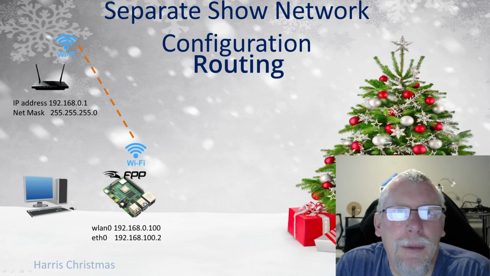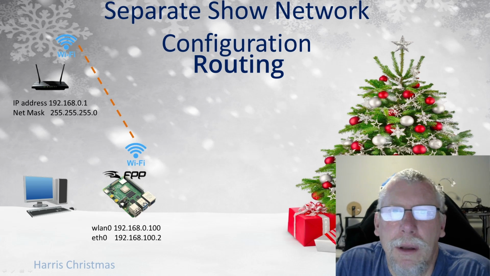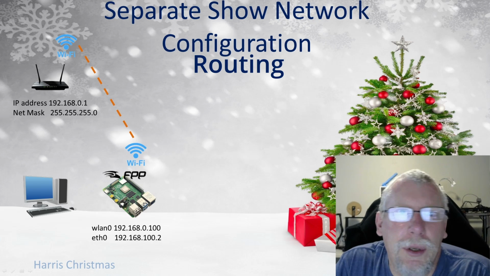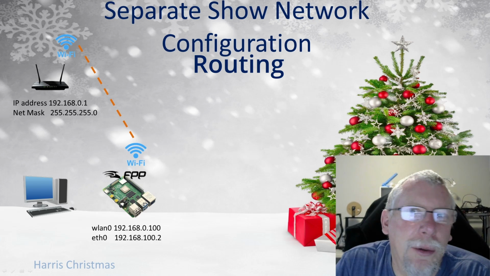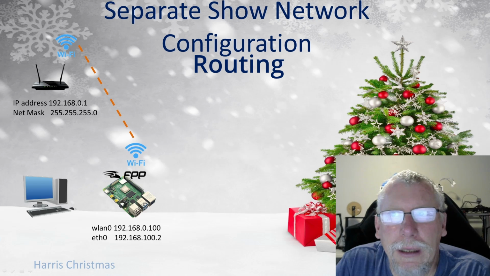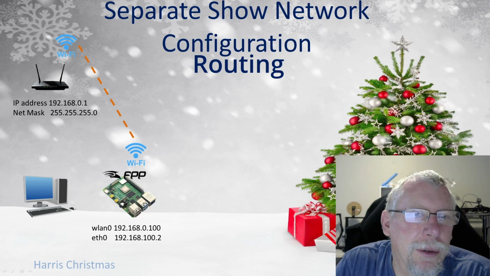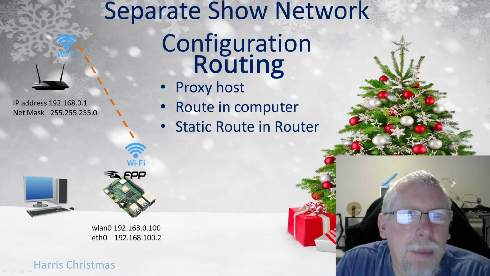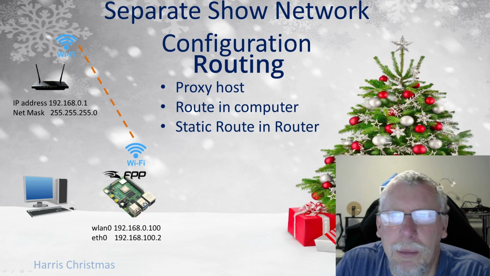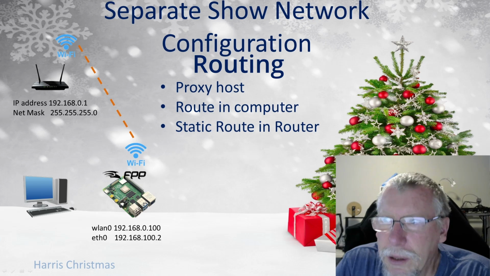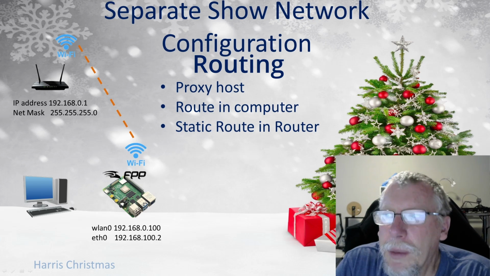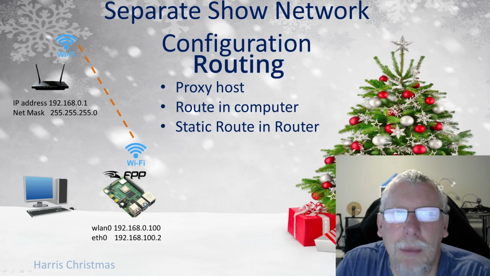Okay, now that we have the ETH0 network defined, we need to tell our home network how to communicate with the show network. For security purposes, a network cannot normally communicate with another network unless you specifically configure it to do so. There are 3 basic ways to do this, and they all give the same results. There's advantages and disadvantages to each method. You have the proxy host method, the route in computer method, and the static route in router method.